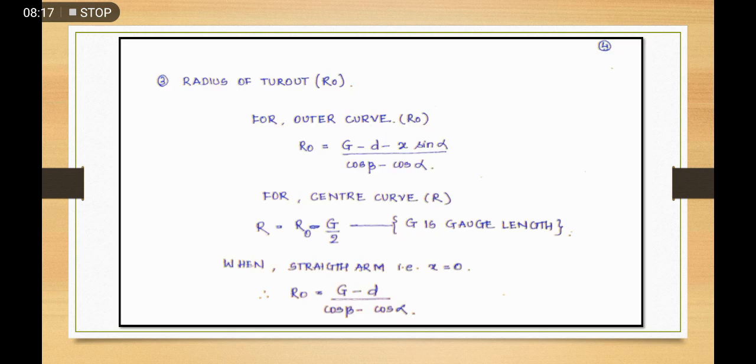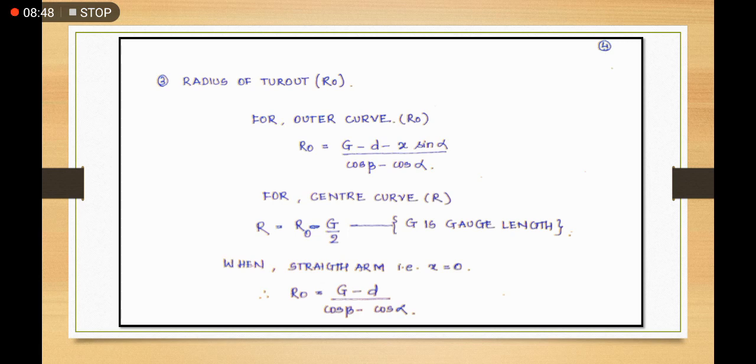Next, determining the radius of turnout. First of all, R0, that is the radius of the outer curve. It has an empirical equation: the gauge length minus heel divergence minus the vertical ordinate x sine alpha, divided by cos beta minus cos alpha. So this value will give you the radius of the outer curve R0.